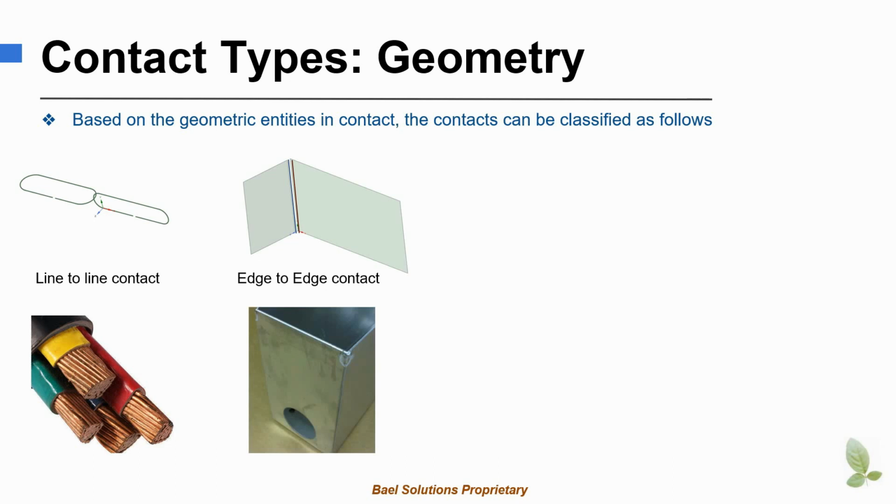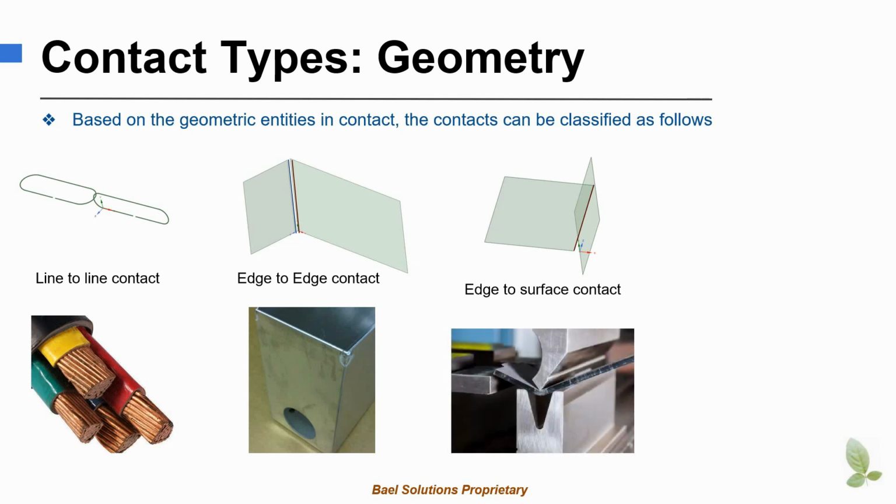The third type of contact is edge-to-surface contact. In this type, the edge of a surface or a line comes in contact with the surface. An example of this type of contact is a plate bending using a sharp tool. The tool edge comes in contact with the plate surface during the bending operation.